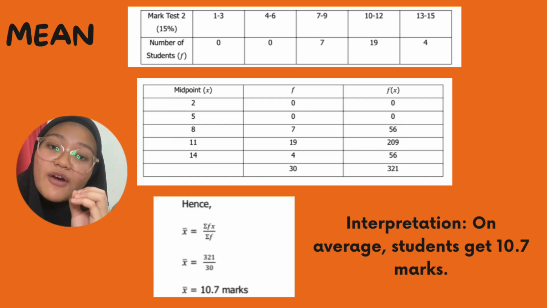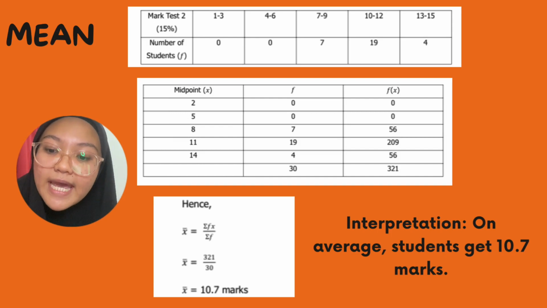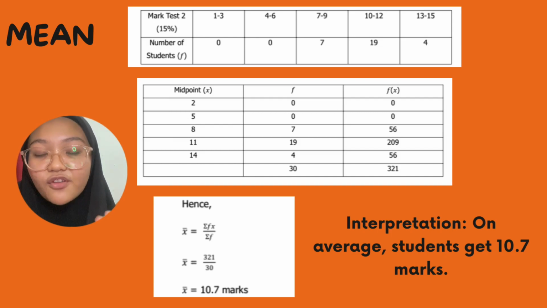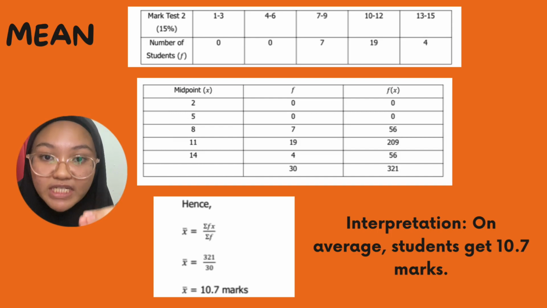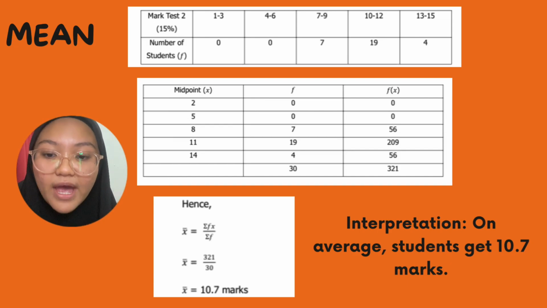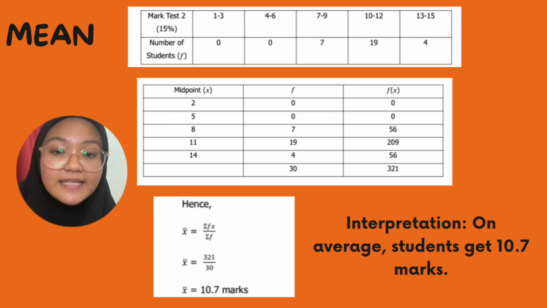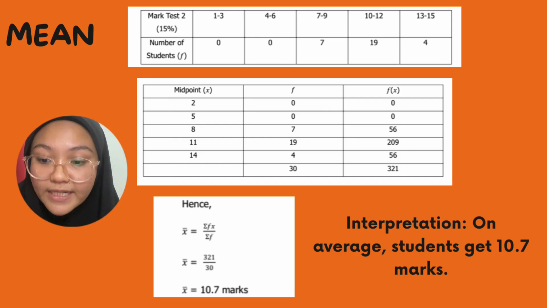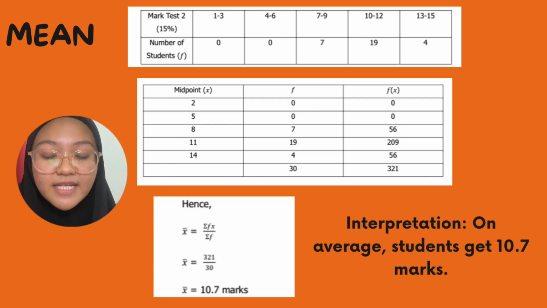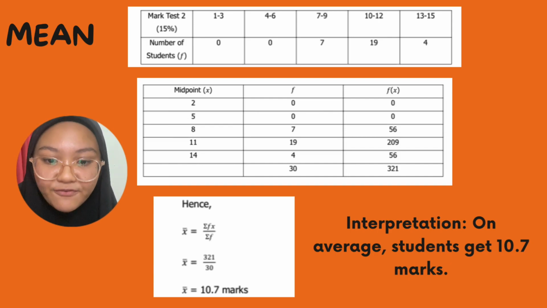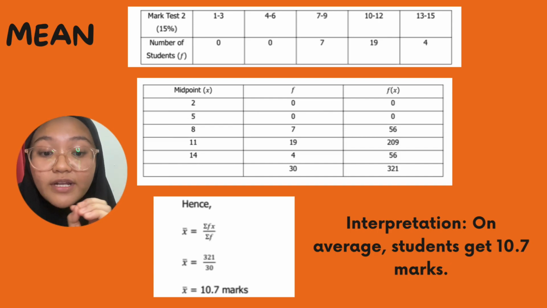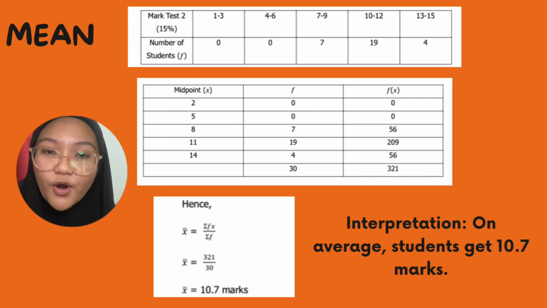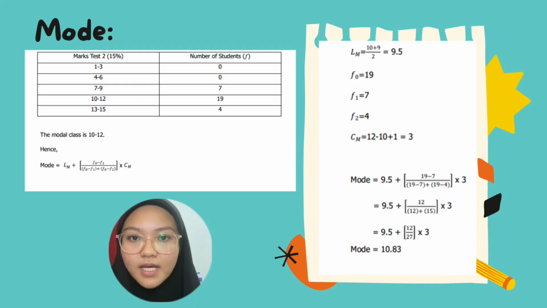So now that we have all the data calculated, we can calculate the mean. The formula for mean is the summation of fx over the sum of f. As we have calculated in the table above, 321 over 30, which gives us the answer 10.7. This means that on average, the students get 10.7 marks.